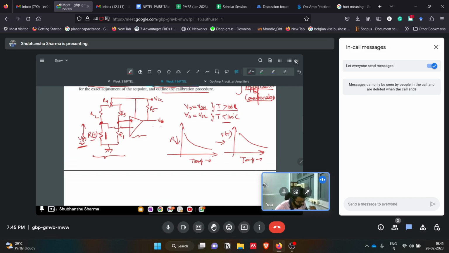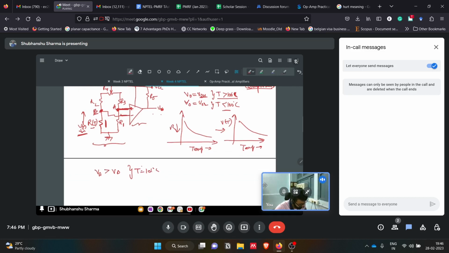So if we maintain this node A at some potential, and we are increasing temperature, the potential at node B, that is VT, reduces as the temperature is increasing. This B voltage reduces and becomes less than VA. Then what will happen? VA will be greater than VB at a temperature, let's say, T equals 101 degrees Celsius. So VA will be higher than VB because VA is the voltage at 100 degrees Celsius. You have maintained it like that.